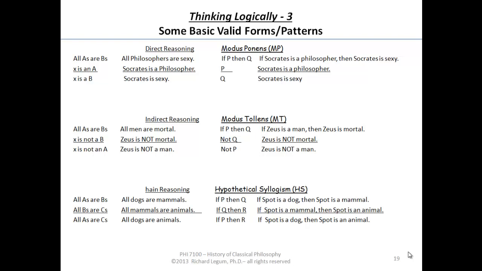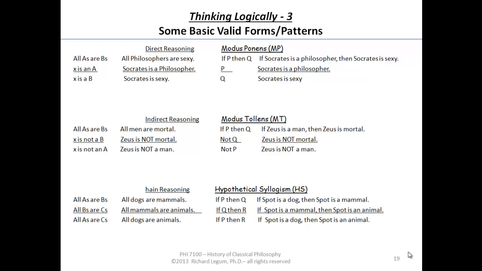It's one of the most basic inferences with conditionals, with if-thens. If Socrates is a philosopher, then Socrates is sexy. First one's true. Socrates is a philosopher, therefore Socrates is sexy. If P, then Q. P, therefore Q. I hope you're seeing the analogous kind of reasoning. Direct reasoning, you get the idea. It's the left to right reasoning with all or with if-then.